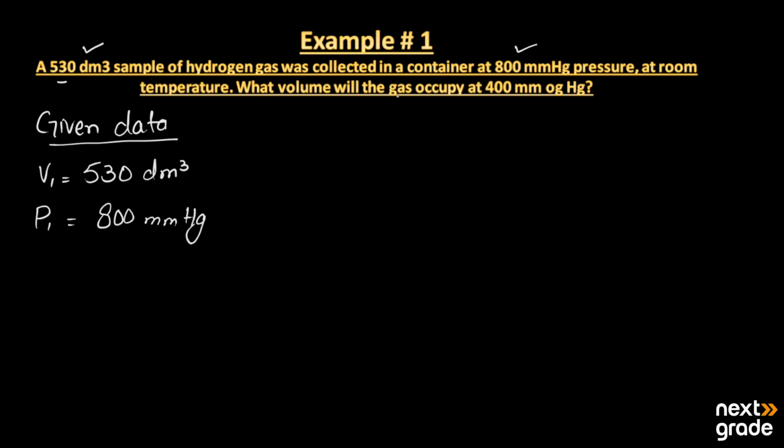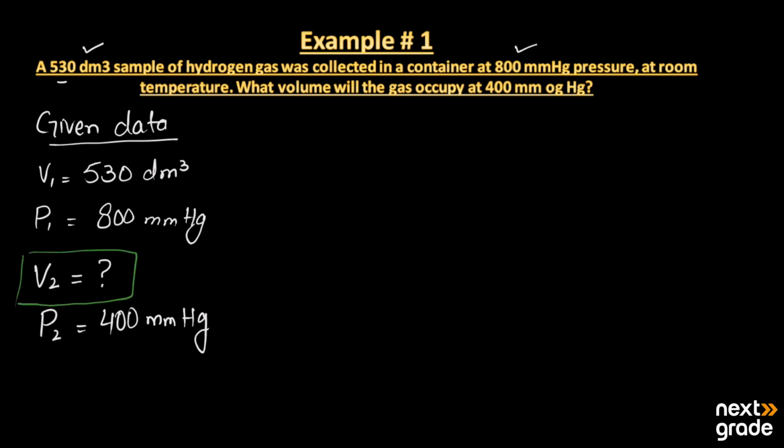Now, what volume will the gas occupy? It means we need to find the final volume, V2, at 400 millimeter of mercury. This is the pressure P2. First we look that the first volume is 530 dm cube and the pressure was 800. Now the pressure decreases from 800 to 400. What will happen to the volume?